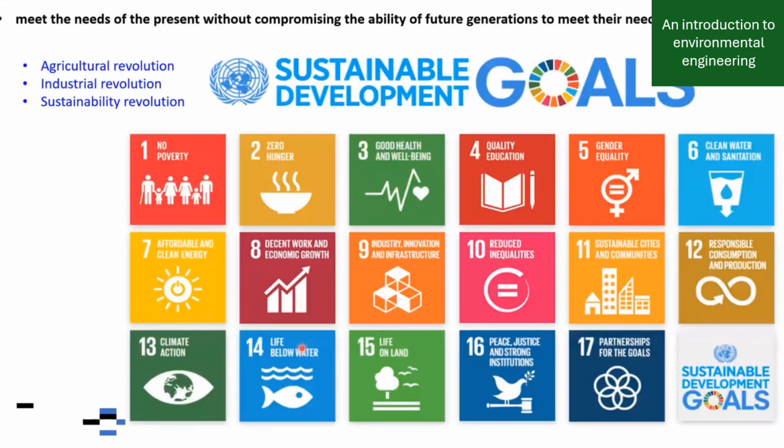Now, all of this is related to the new revolution we are having now. There are three main revolutions that we have. The agricultural revolution was mainly about knowing agriculture and trying to expand it, and so the population grew. That was many years back. And then we have the industrial revolution.